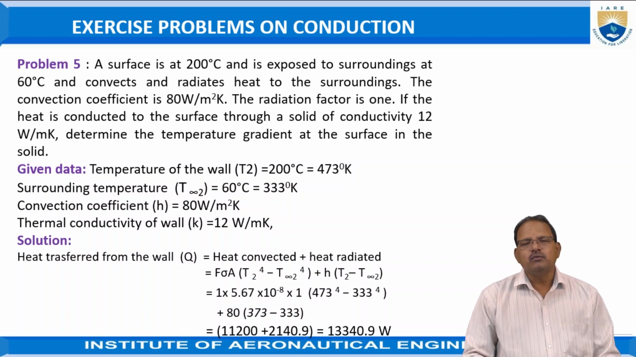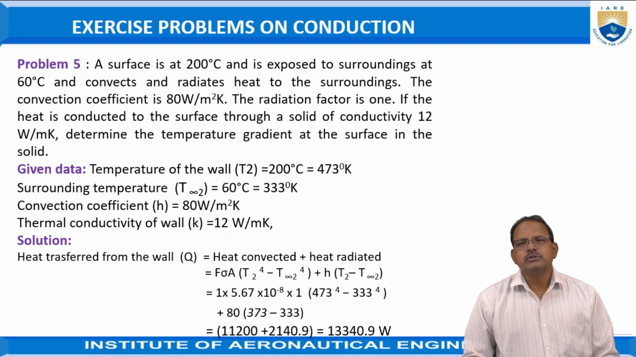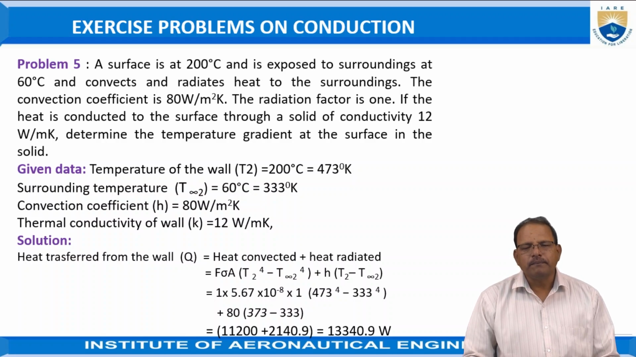Here problem number 5. A surface is at 200 degrees centigrade and is exposed to surroundings at 60 degrees centigrade and convects and radiates heat to the surroundings. The convection coefficient is 80 watts per meter square per degree Kelvin. The radiation factor is 1. If the heat is conducted to the surface through a solid of conductivity 12 watts per meter per degree Kelvin, determine the temperature gradient at the surface in the solid.